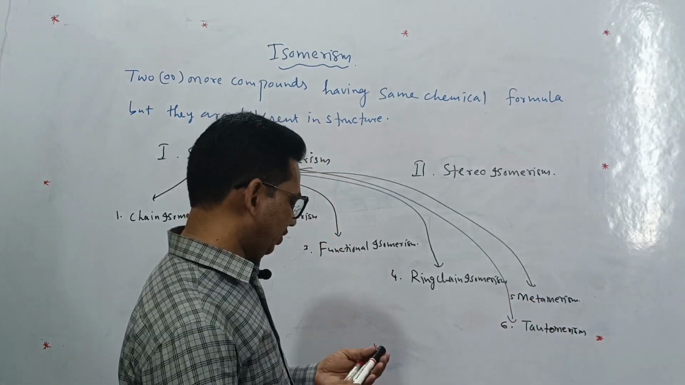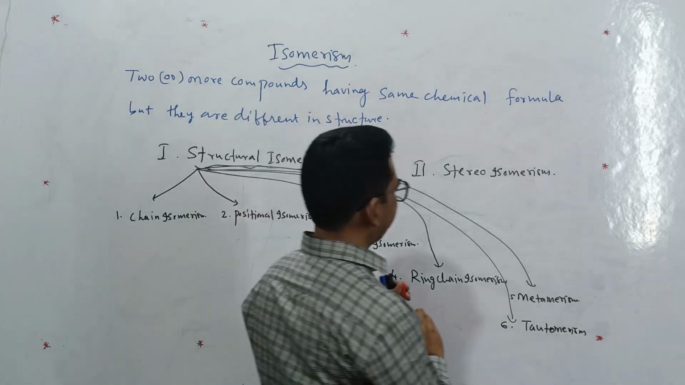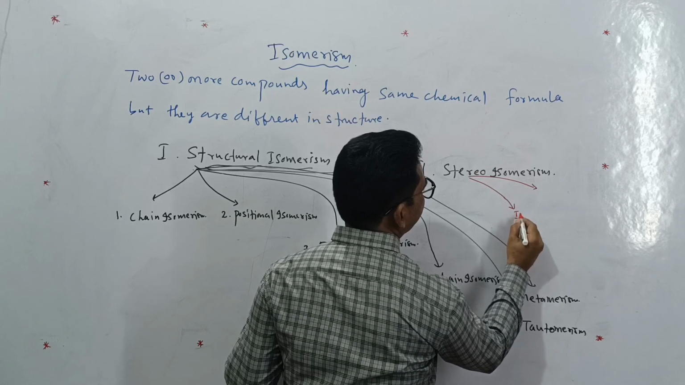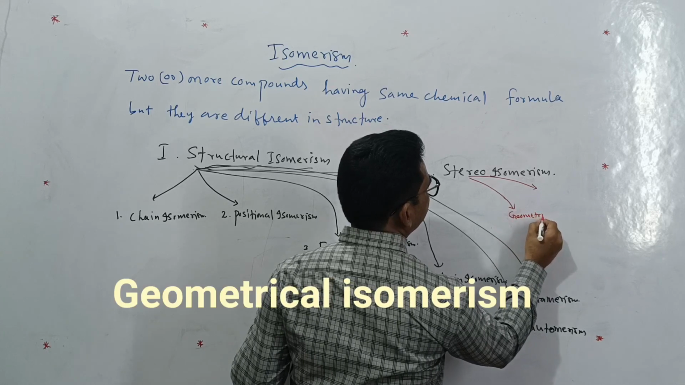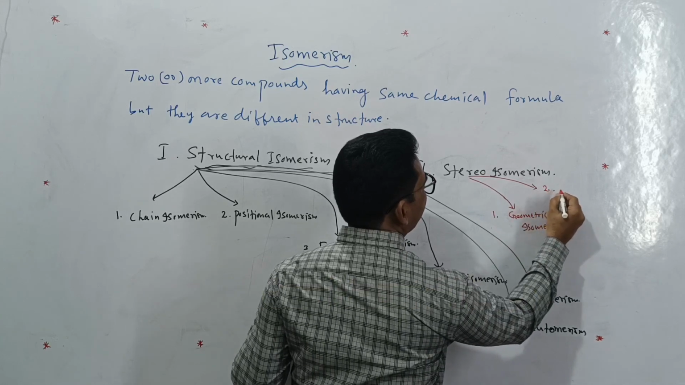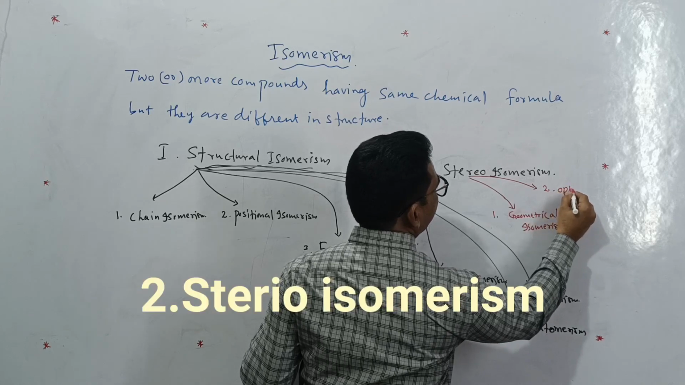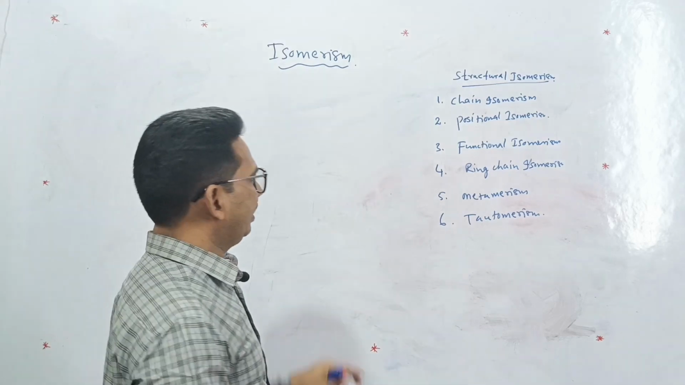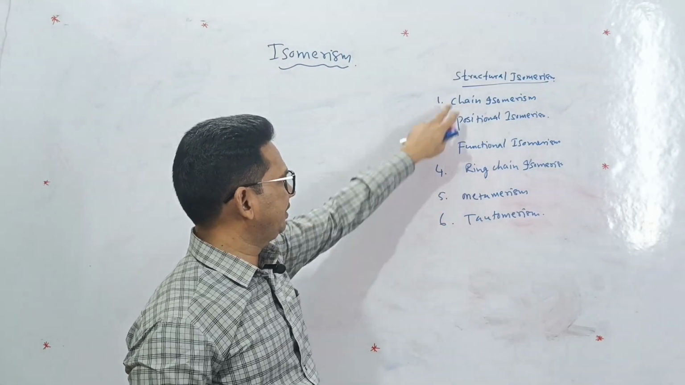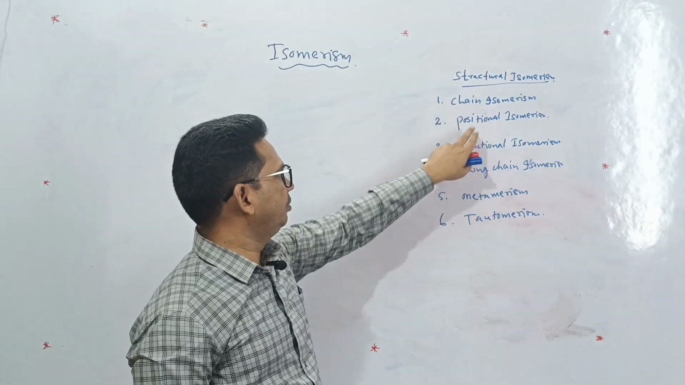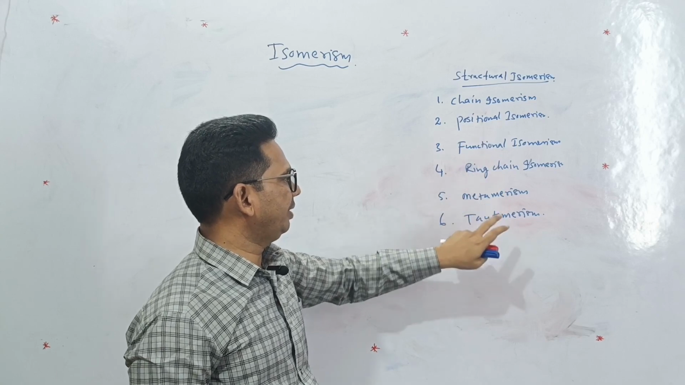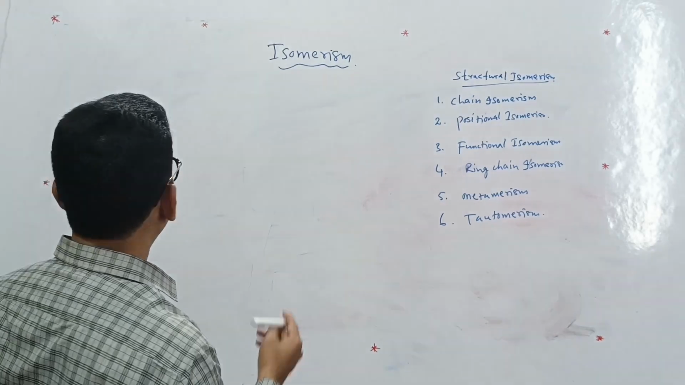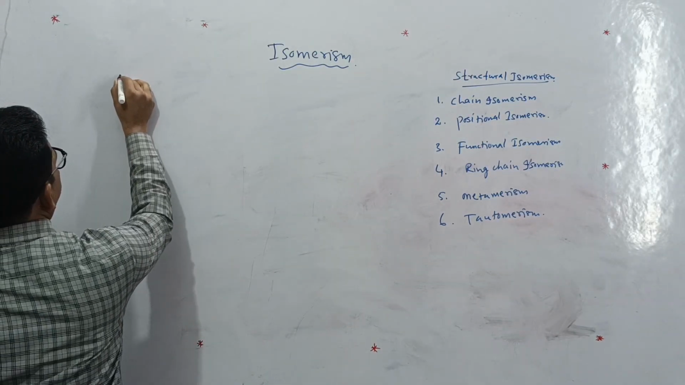When it comes to stereoisomerism, it is 2 types. The first one is called geometrical isomerism, and the second one is optical isomerism. We will discuss one by one. How many types did I tell? Structural isomerism, 6 types: chain, positional, functional, ring, metamerism, and tautomerism. Then we will go one by one. First we will go for chain isomerism.